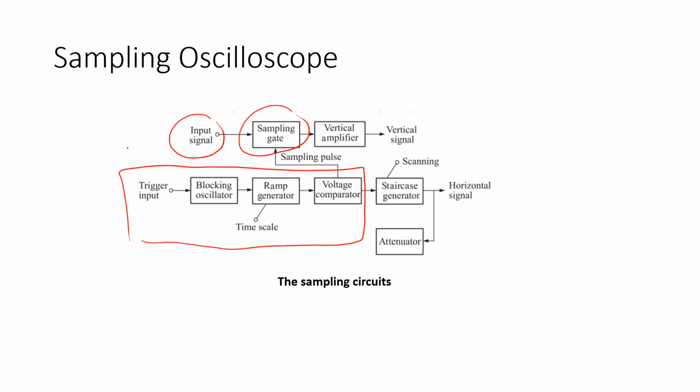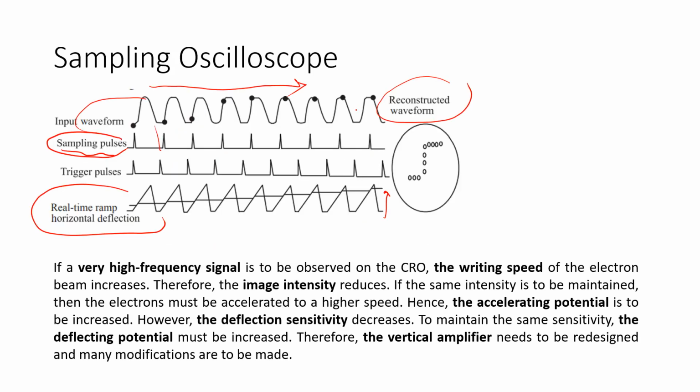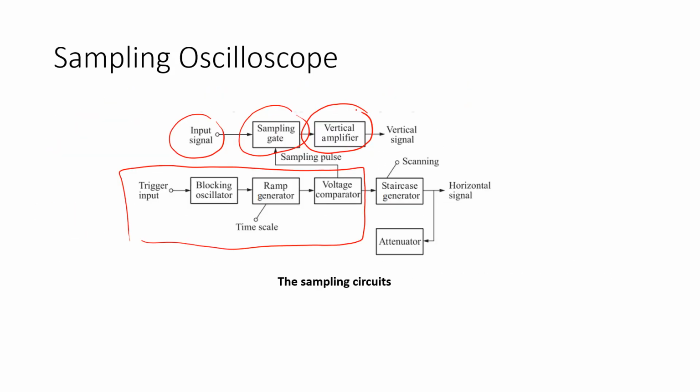This is the sampling pulse, and the sampling pulse will sample the input waveform. The characteristic of the vertical amplifier will change if the sampling rate of the sampling signal changes. So we can maintain this vertical amplifier here by using the sampling circuit, and we can maintain the sensitivity and also the intensity of the image here. This voltage comparator is also scanning from the horizontal signal, and this is the vertical signal.